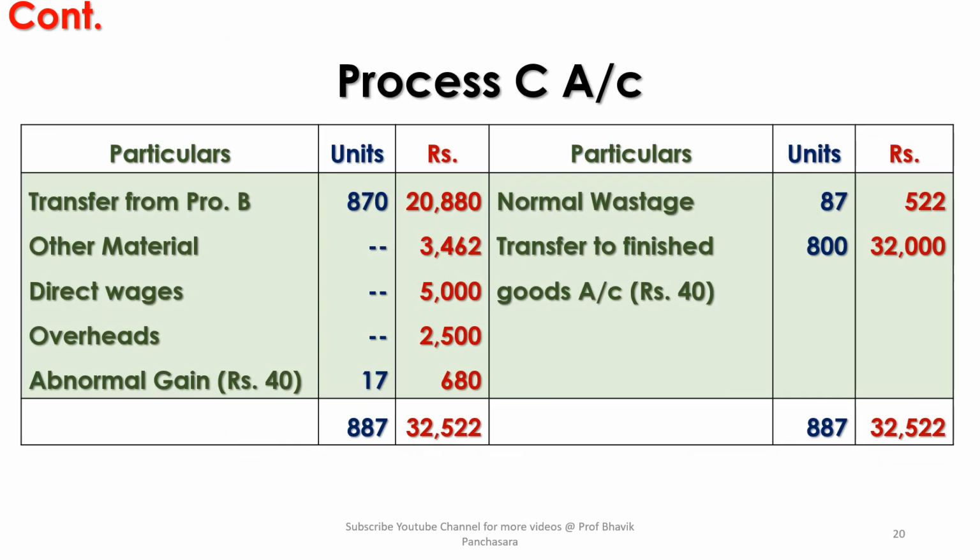Okay, now we are going for the final preparation of this process C. So here this 40 rupees we will put for the abnormal gain as well as the units transferred to finished goods account. So here 17 into 40 means 680, and 800 into 40 means 32,000. Now we will make the total of these amount columns. So 32,522. This amount will be the same on both sides and this account will tally.